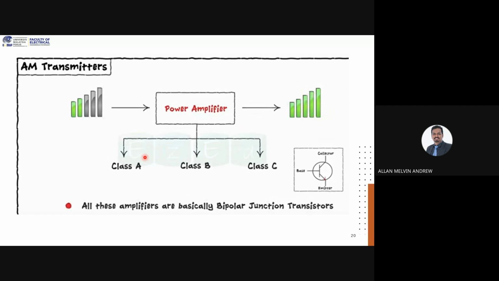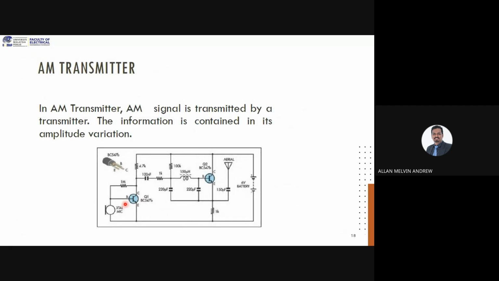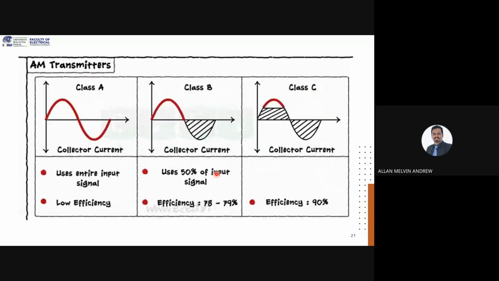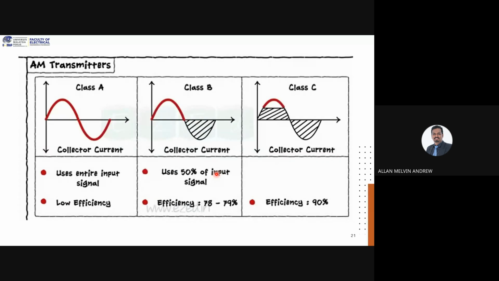Okay, so there are various types of classes, class A, B, and C, for the power amplifier. All these amplifiers are basically bipolar junction transistors, BJT transistors. So here also we have seen, you have a BJT here and also a BJT here. All those are the power amplifiers.